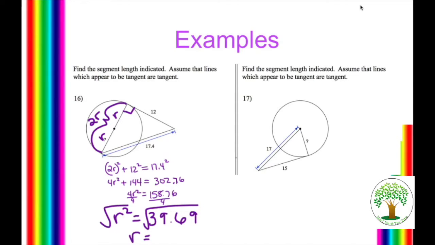R equals the square root of 39.69. What is that? 6.3. I put it in my calculator and did the square root of 39.69. Yeah, that's what I got. 6.3. Okay.